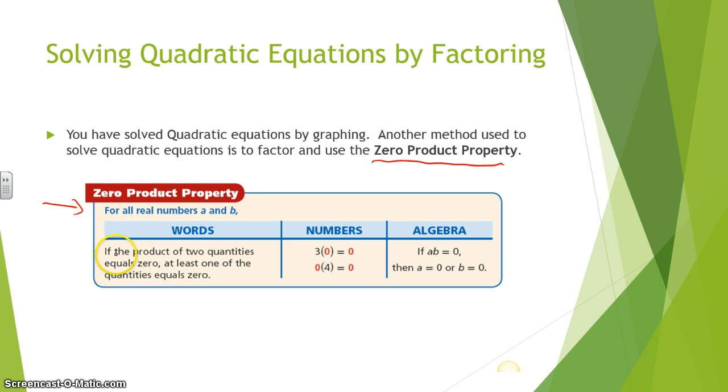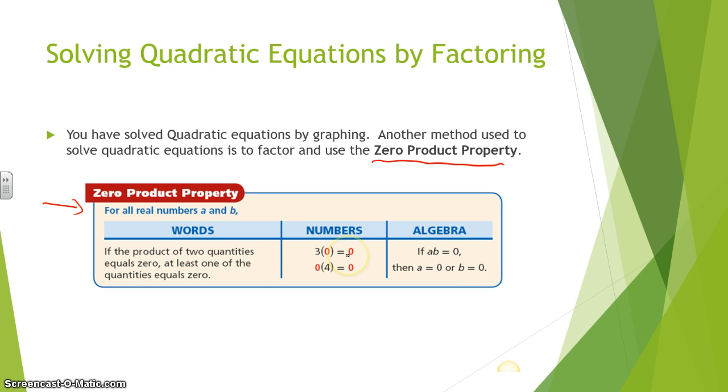What you're doing is you are getting your function, you're solving for the variables and getting them equal to 0. So it says if the product of two quantities equals 0, at least one of the quantities is going to equal 0. So here you might be given numbers, and for your variable you could plug in 0 for the variable. So 3 times 0 is going to equal 0, or you could do 0 times 4 equals 0. So if AB equals 0, then A equals 0, or B is going to equal 0.